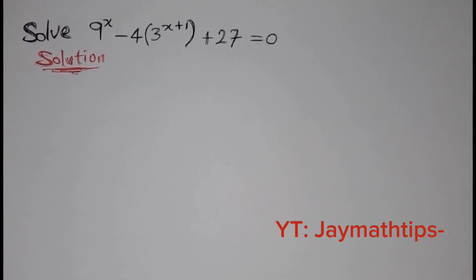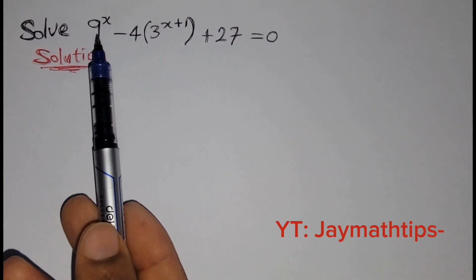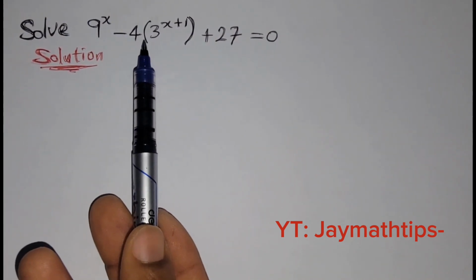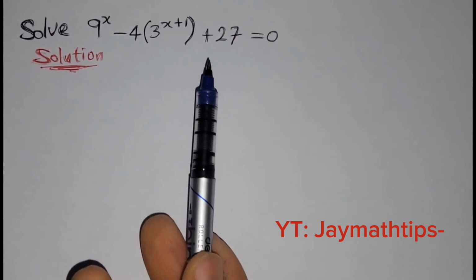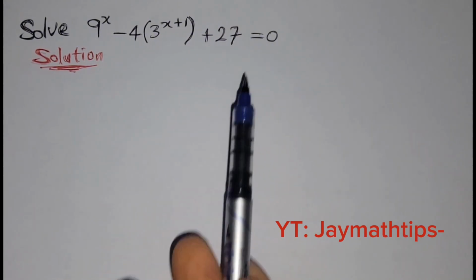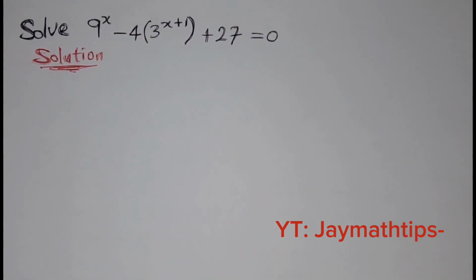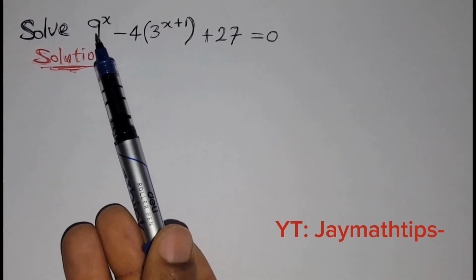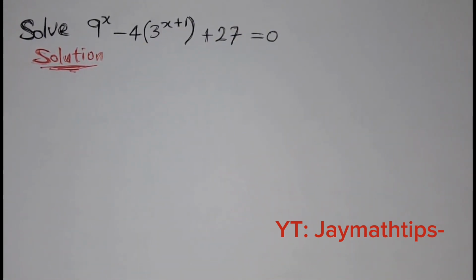Today we are going to be solving this indicial equation. We have 9 to the power x minus 4 into 3 to the power x plus 1 plus 27 all equal to 0. So to solve this problem, we are going to write this number here in exponential form with the base 3.